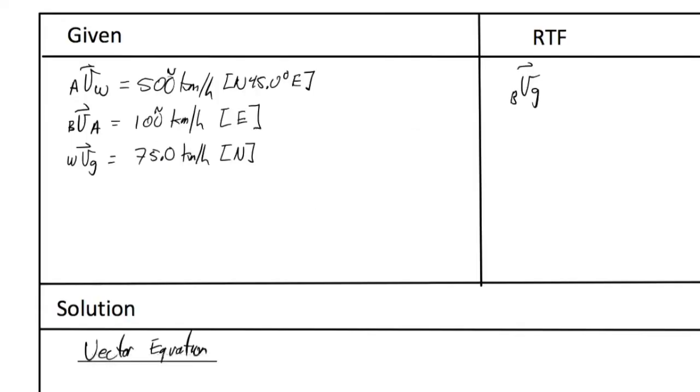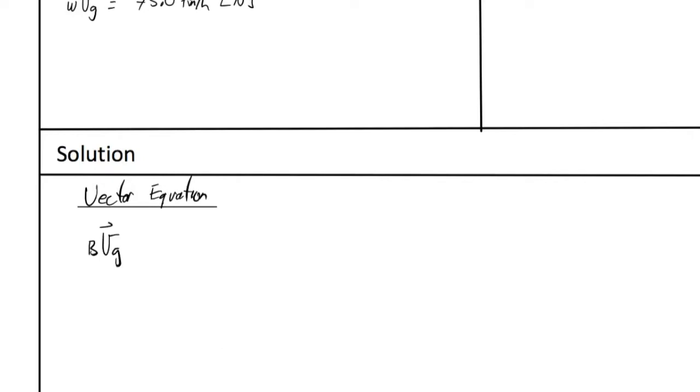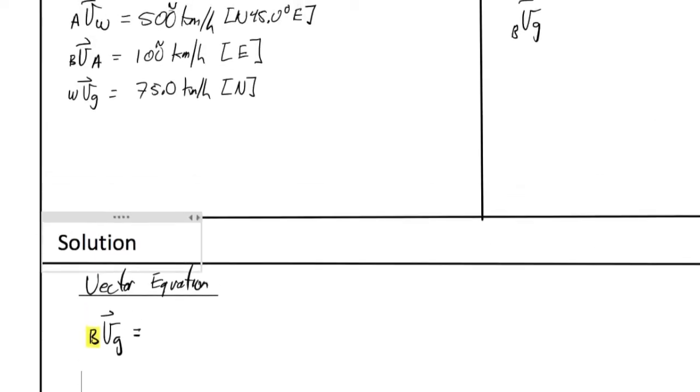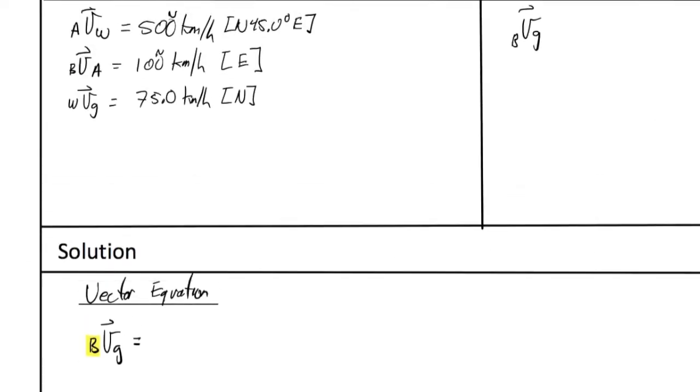So we're going to start off with our vector equation. So we're looking for BVG. So let's start off with BVG. Now, again, we start with the letter B, which means we need to start with, on the other side, the first vector also has to start with the letter B. And in this case, we've got BVA. Now, the next vector has to start with the letter A. So we end with A, the next vector has to start with A. So when we look at our given section, well, that would be AVW. So the next vector is AVW.